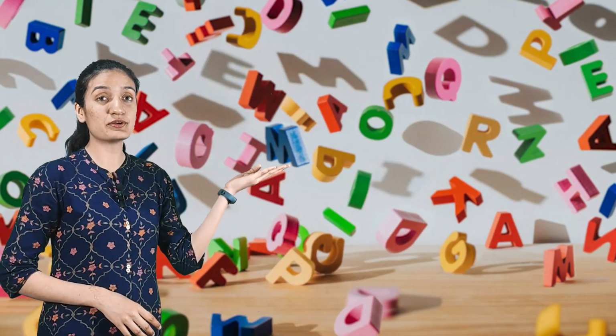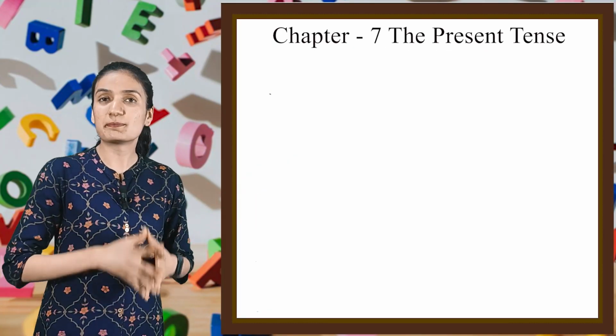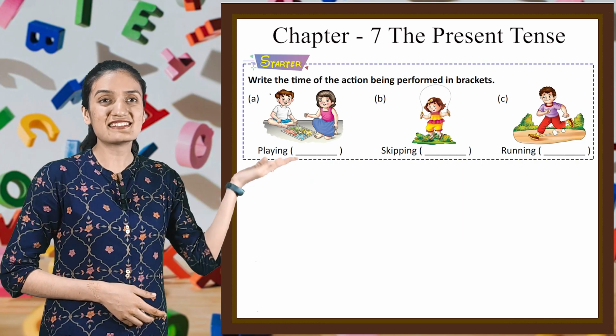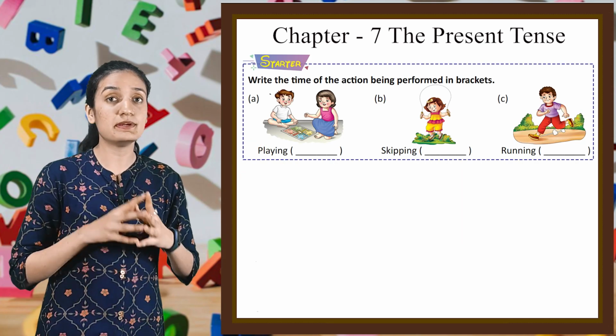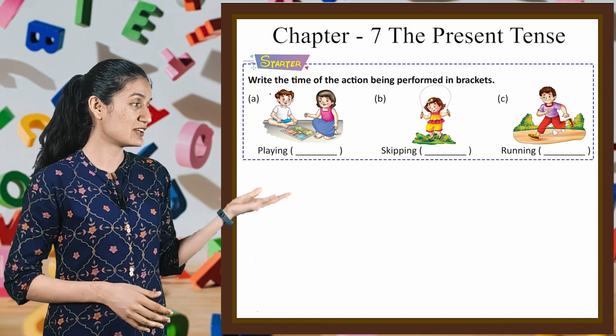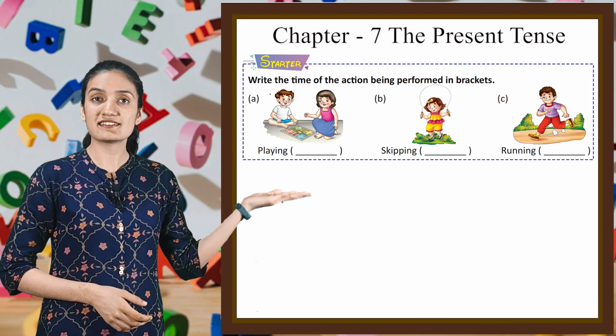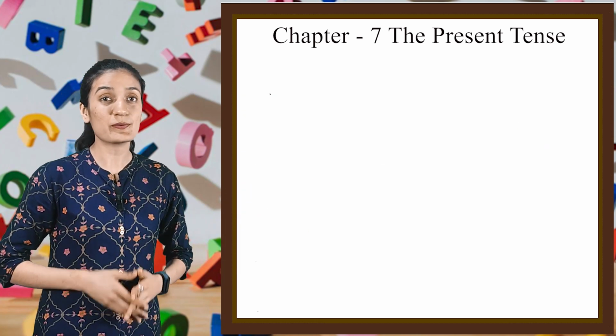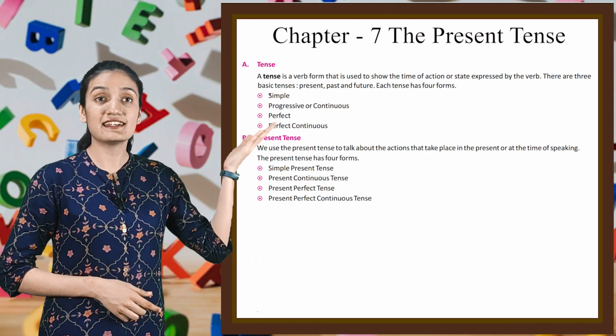Good. Today we are going to start chapter number 7, the present tense. So let's start. Write the time of the action being performed in brackets. Look at the pictures. Playing, skipping, running. So now let's begin with part A, tense.